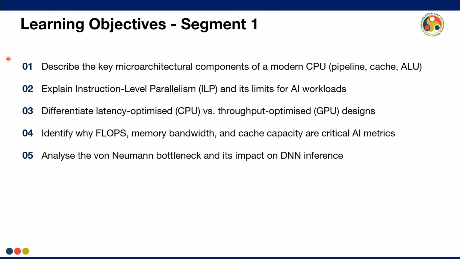In the end, we will cover the key microarchitectural concepts from the modern CPU perspective. So what is the pipeline, the cache, the ALU, how are they involved in the AI workload deployment, and essentially how performance is extracted through several levels of parallelism, like instruction level parallelism, data level parallelism, and so on and so forth.